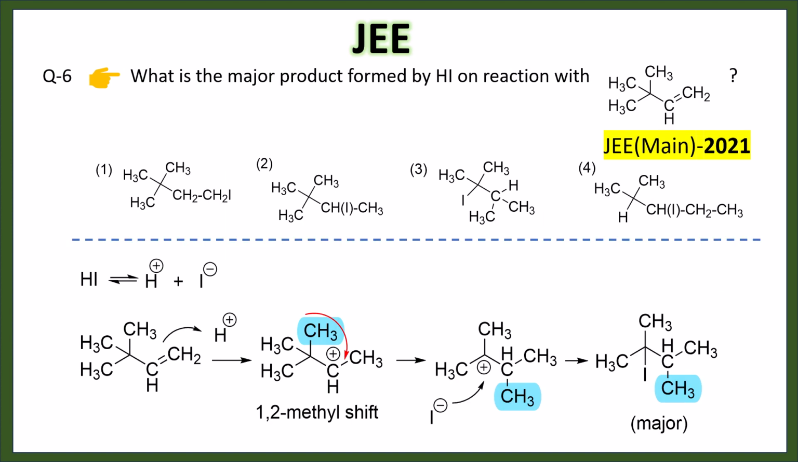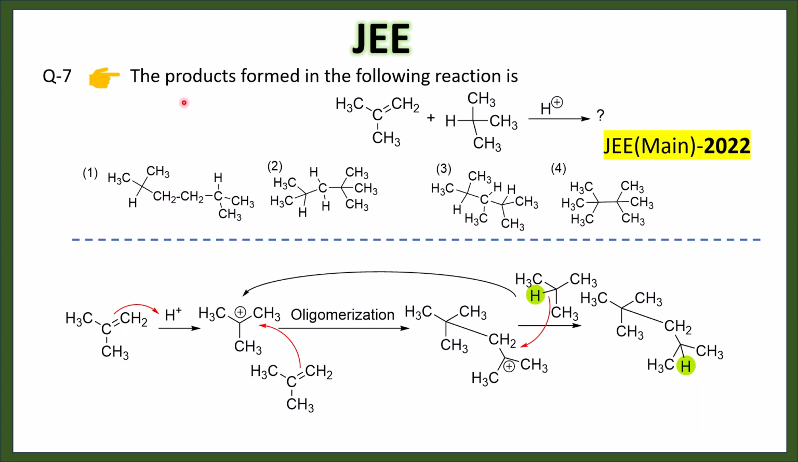Now question number 6, what is the major product formed by HI on reaction with this? This is an unsymmetrical alkene. Let's see the reaction happen this way. First protonation, and further a secondary carbocation forms initially, but a methyl group shifts to that position, and then to the stable carbocation iodide adds and gives the major product. So the correct option here is this one.